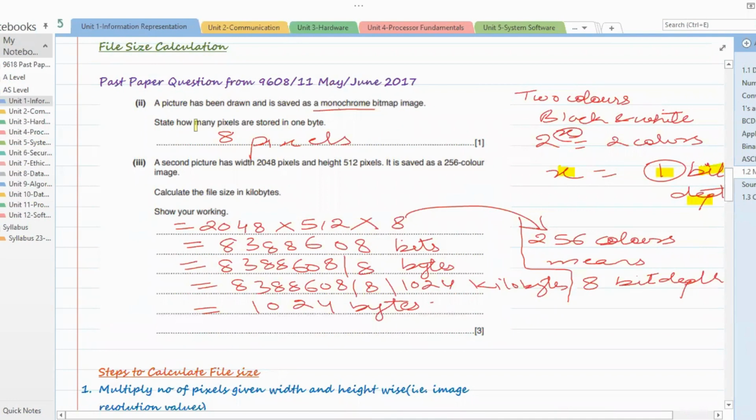So you get 1 as the bit depth, but they are asking you to state how many pixels are stored in 1 byte. So how many pixels are there in 1 byte? 1 into 8, you get 8 pixels, right?